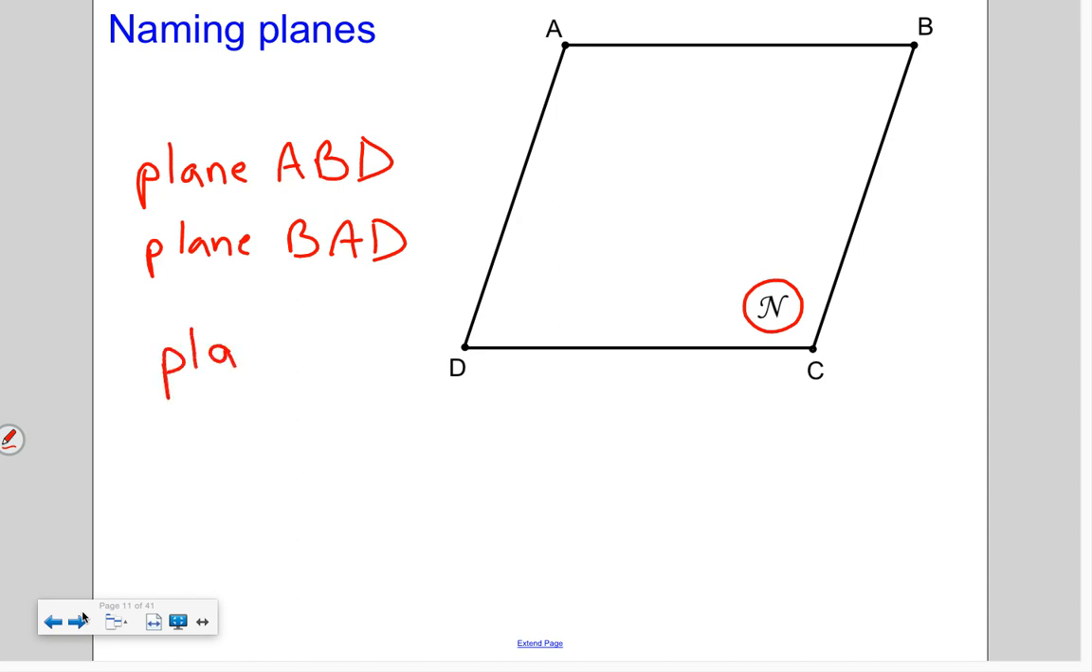It's an uppercase italic letter. Okay, that we could name this plane plane N, and that would represent all the points on that plane.